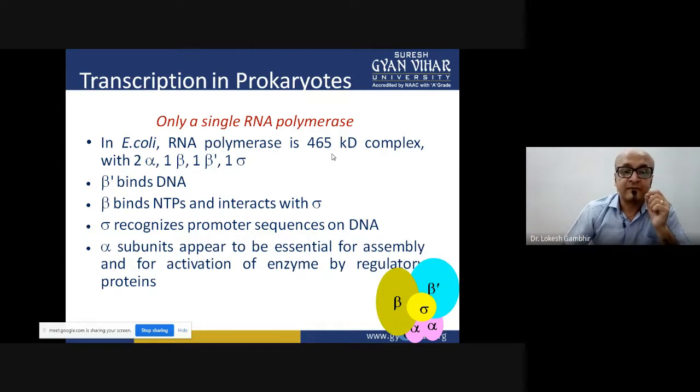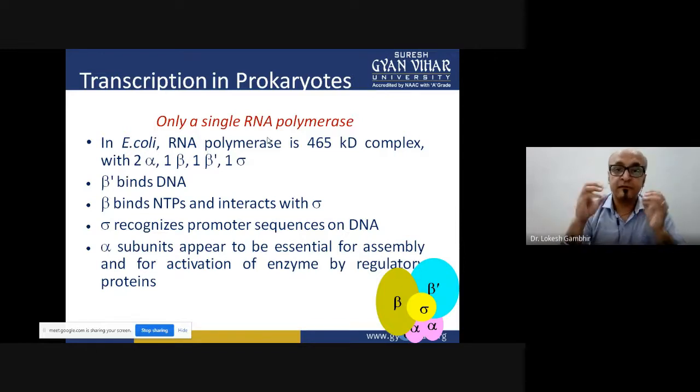How? See, there is alpha, beta, beta prime, and sigma. These are called subunits of this enzyme complex, that is RNA polymerase. There are 2 units of alpha, 1 unit of beta, 1 unit of beta prime, and 1 unit of sigma. Cumulatively, there are 5 units. But when you're talking about the type, then there are 4 types: alpha, beta, beta prime, and sigma.